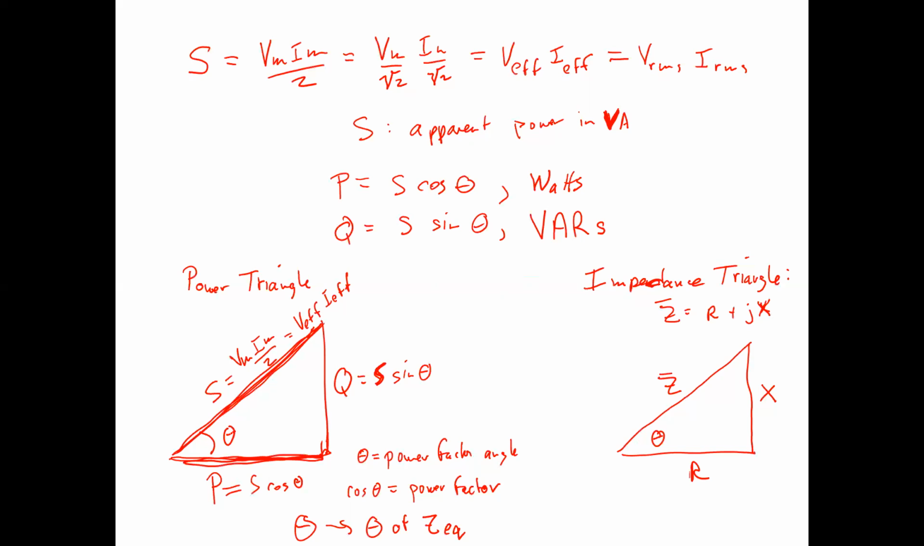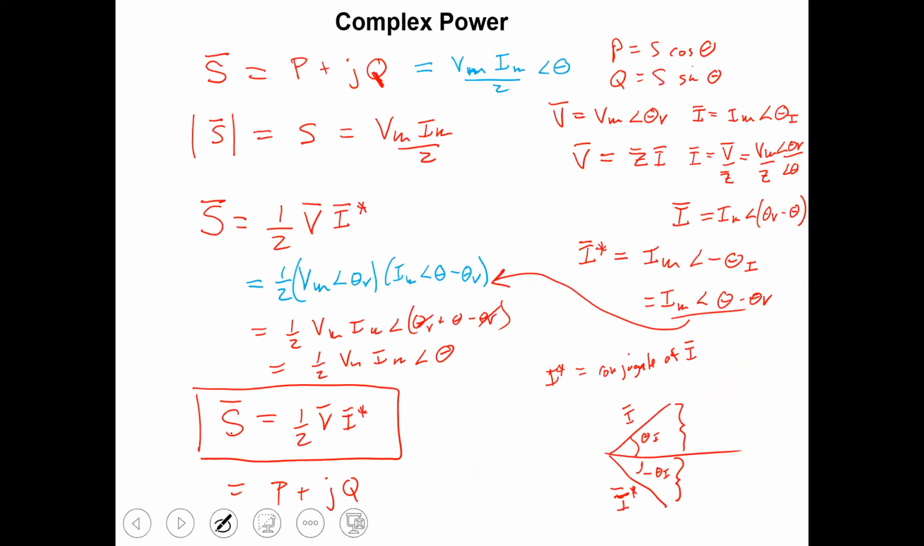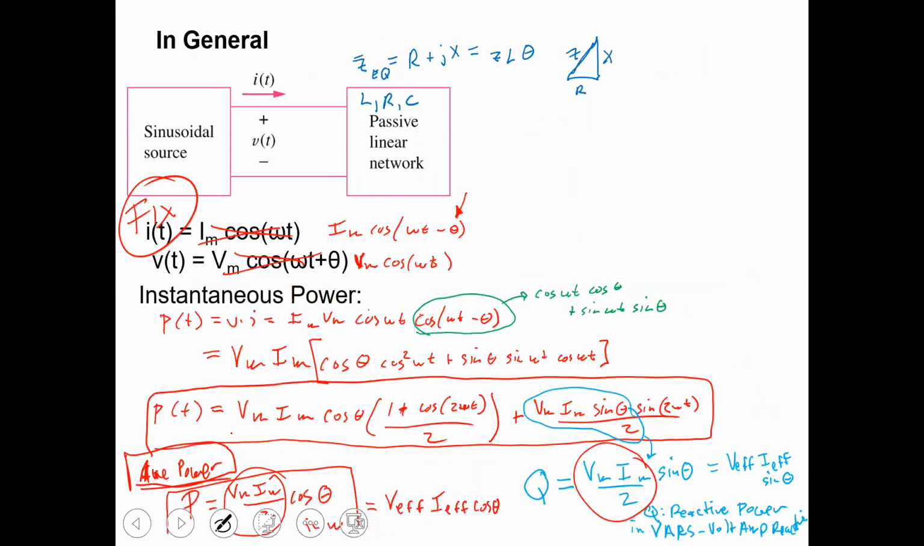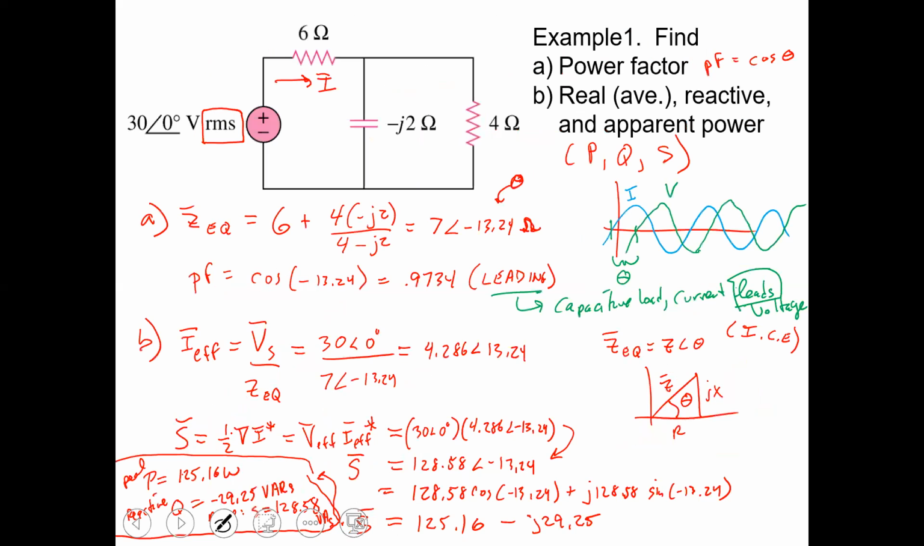You can tell it's leading because it's positive. It's a negative angle. So when the impedance angle is negative, that means it's leading. That's the situation where we have a capacitive load.